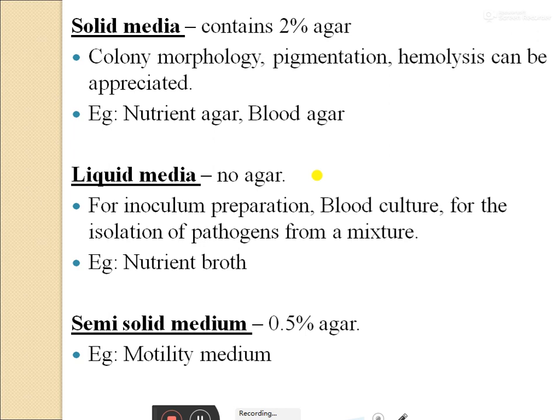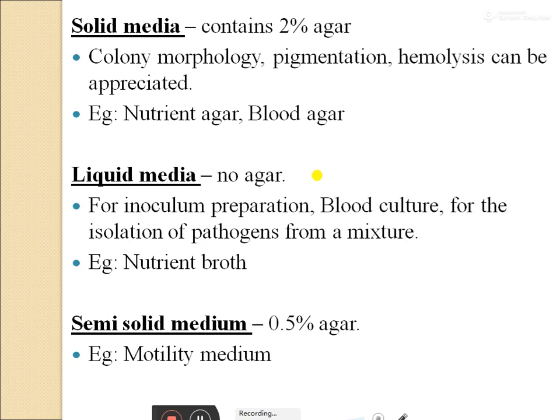The liquid media do not contain agar, hence they are liquid in nature, and liquid media can be used for inoculum preparation. For blood culture and for isolation of pathogens from mixtures, liquid media can be used. We can observe the growth of microorganisms in liquid media in the form of turbidity. So, in solid media we observe growth in the form of colonies, and in liquid media the growth is observed in the form of turbidity. Examples are nutrient broth, MacConkey's broth, etc.